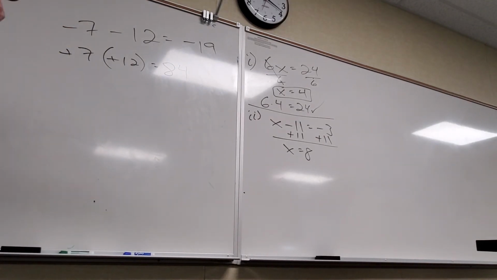Right, 7 times 10 is 70. 7 times 2 is 14. 70 and 14 is 84. Kick ass.